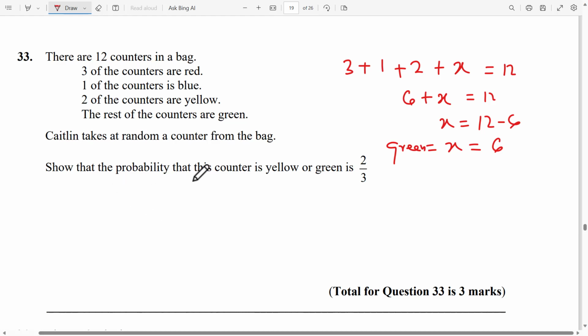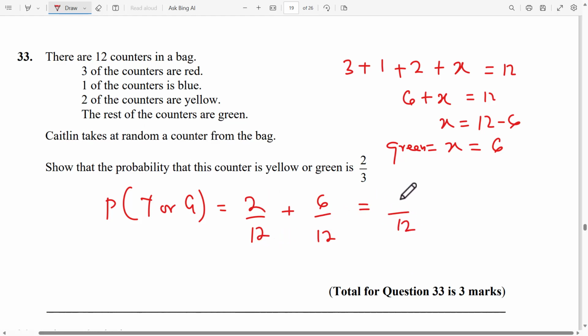Now we want to show that the chance that the counter is yellow or green is 2 over 3. So it's the probability of yellow or green. That's 2 over 12 plus 6 over 12. Because they have the same denominator, it stays the same, and at the top that's 8. And of course, you can cancel down: 4 into 8 is 2, and 4 into 12 is 3. So we have just shown that it's 2 over 3.